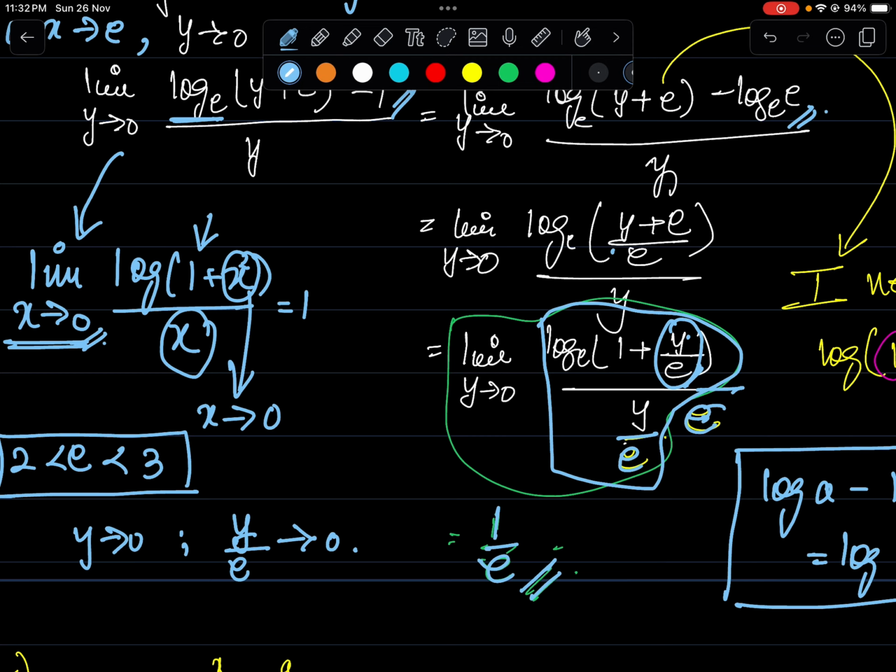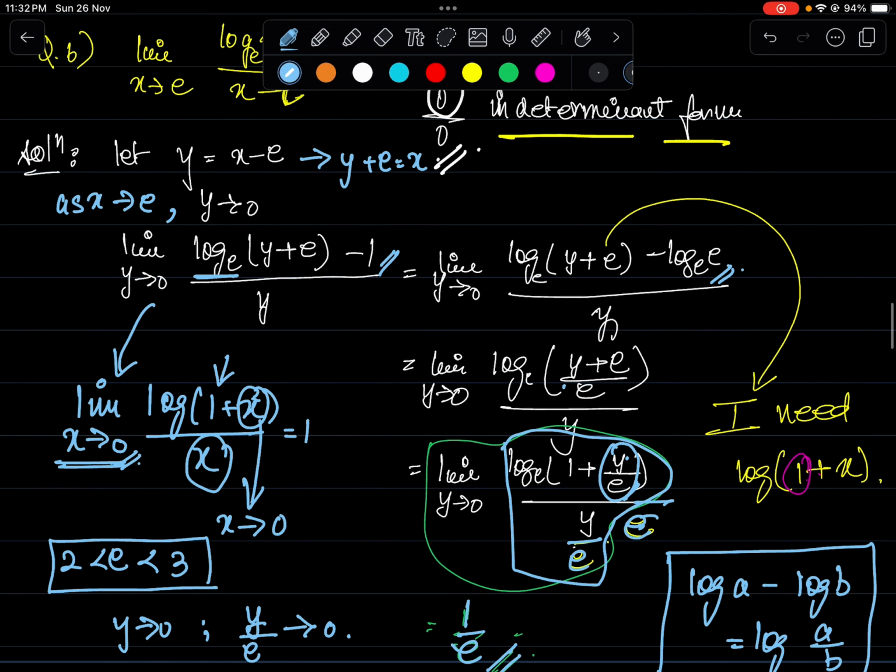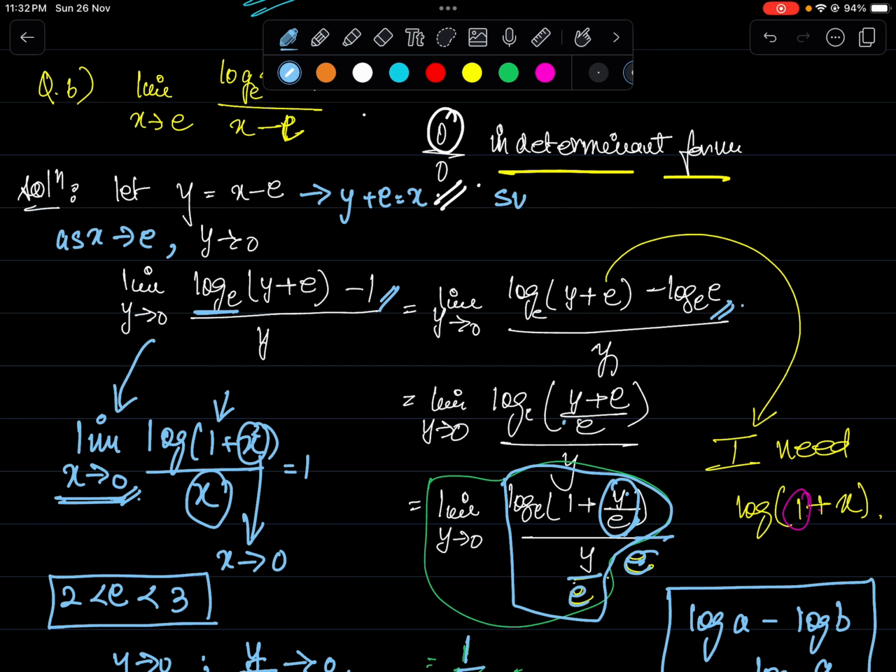I hope you understood this problem and the approach. So here we are using the substitution method, because here I am changing the limit.